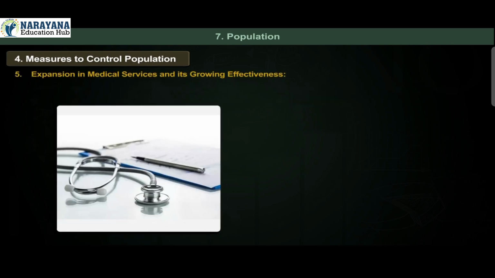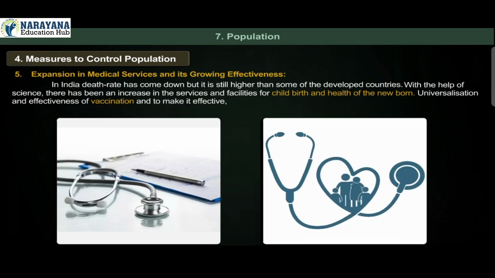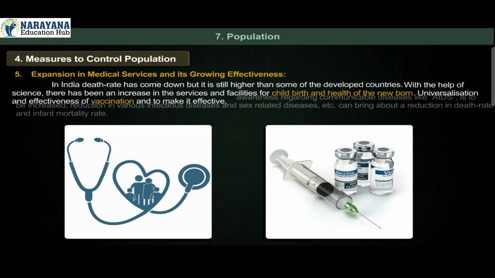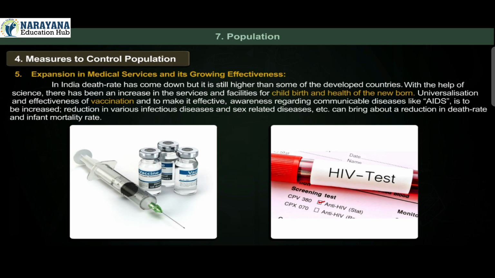Expansion in medical services and its growing effectiveness. In India, death rate has come down, but it is still higher than some of the developed countries. With the help of science, there has been an increase in the services and facilities for childbirth and health of the newborn. Universalization and effectiveness of vaccination, and to make it effective, awareness regarding communicable diseases like AIDS is to be increased. Reduction in various infectious disease and sex-related disease, etc. can bring about a reduction in death rate and infant mortality rate.